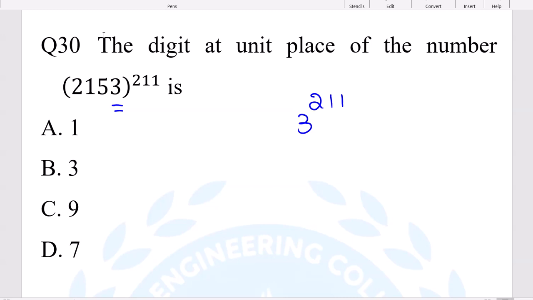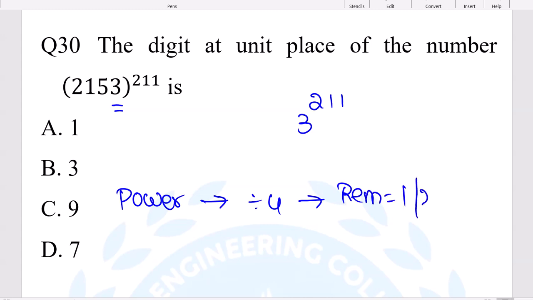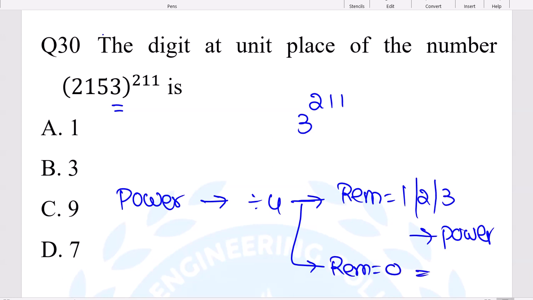Listen, units place concept, all questions, simple logic. What you have to do is take the power, divide by 4. If the remainder is 1 or 2 or 3, substitute that directly in the power. I'll let you know why you have to do this also. If the remainder is 0, put the power equal to 4. Simple. For any question in units place, you apply this logic. Take the power value, divide that with 4.